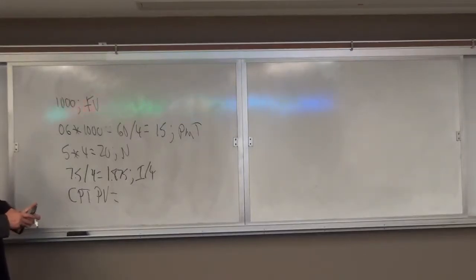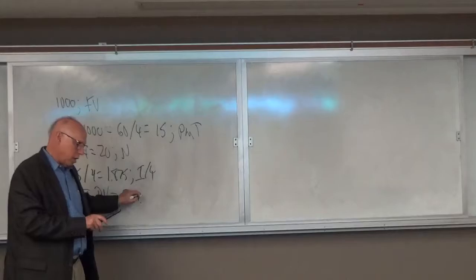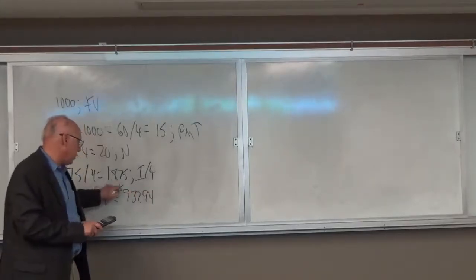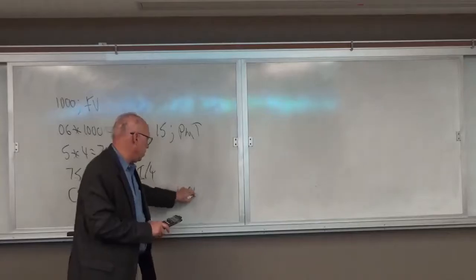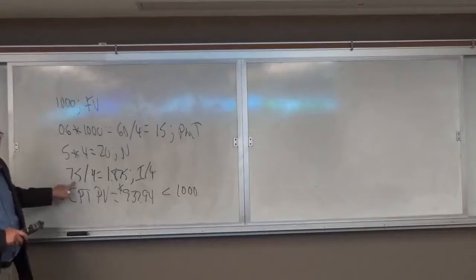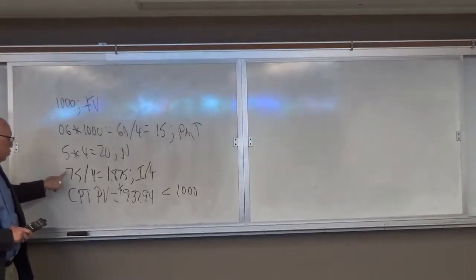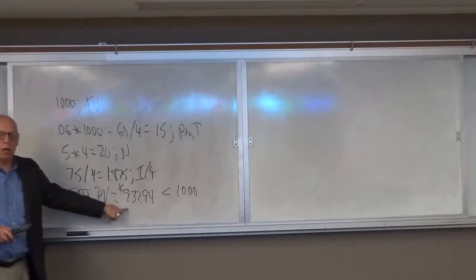1,000 is our future value. That's what we're going to get when the bond matures. And 15 is our payment, 20 is our N, 1.875 is our IY, compute present value, and we get $937.94, and that is less than 1,000, and the reason it's less than 1,000 is that the coupon rate is less than the market rate. They were the same when the bond was issued, but after the bond was issued, this didn't go down, this went up. Interest rates go up, present value goes down.